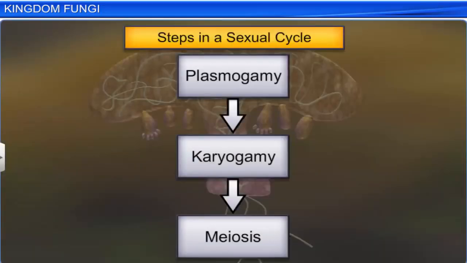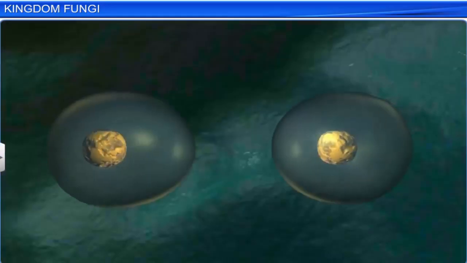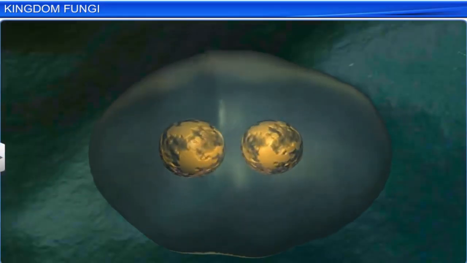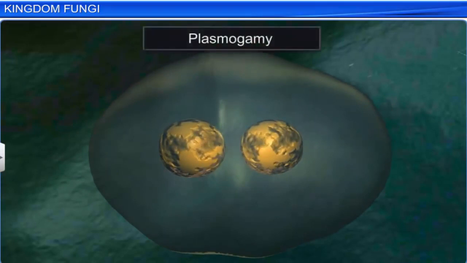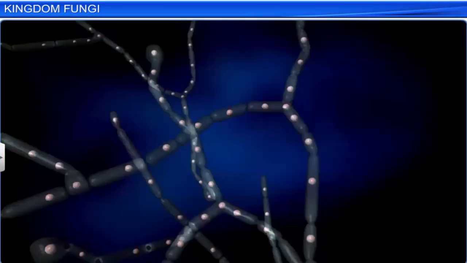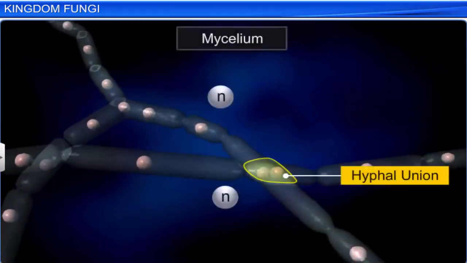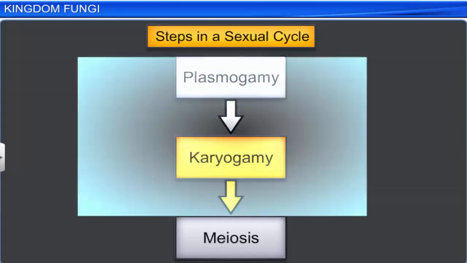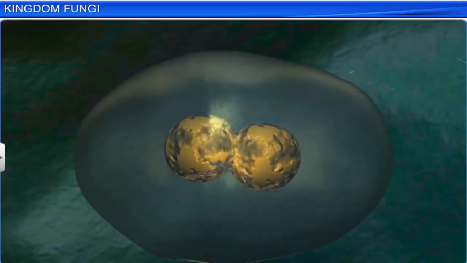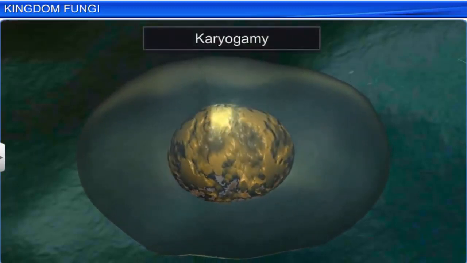There are 3 steps in the sexual cycle: plasmogamy, karyogamy, and meiosis. The first stage involves the fusion of protoplasms between 2 motile or non-motile gametes. This is called plasmogamy. Plasmogamy occurs when 2 haploid hyphae of compatible mating types fuse. After plasmogamy, the 2 nuclei fuse together in the second stage known as karyogamy.